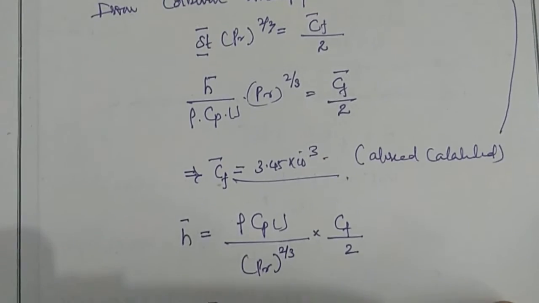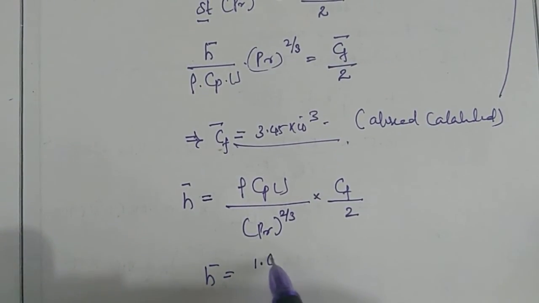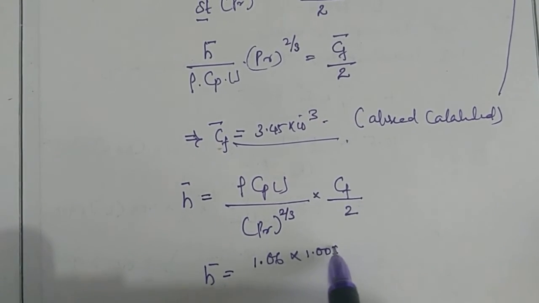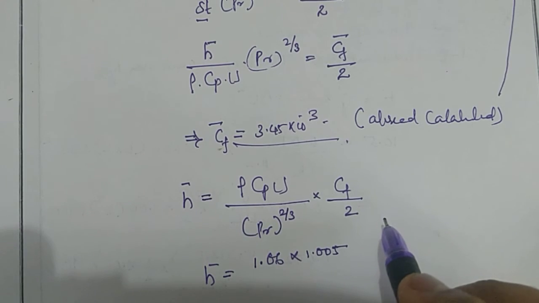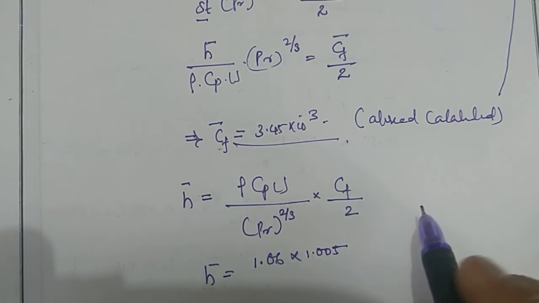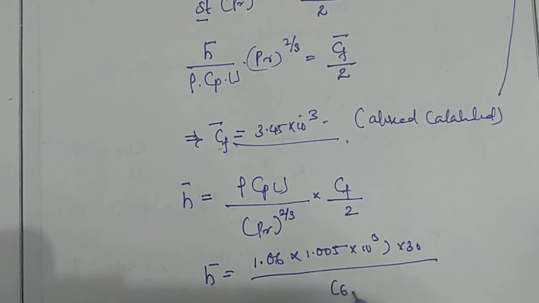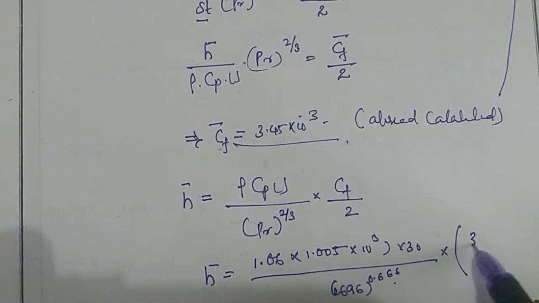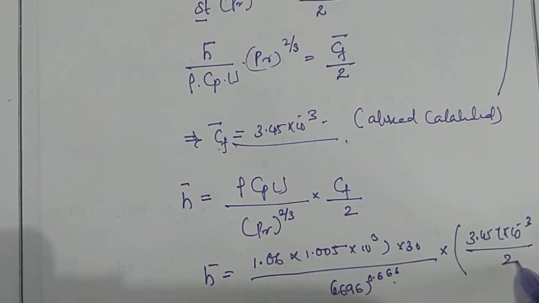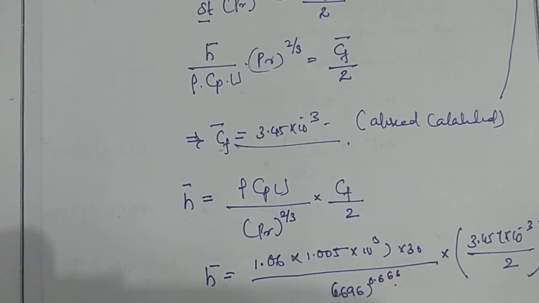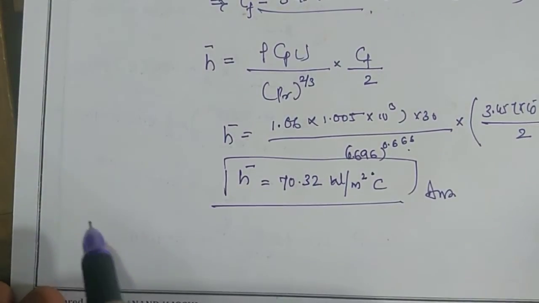h bar is equal to 1.06 into 1.005 into 30, divided by the Prandtl number, already given, 0.696 to the power of 2 by 3, into 3.457 into 10 to the power of minus 3 by 2, and h bar is equal to 70.32 watt per meter square degree centigrade. This is the answer.